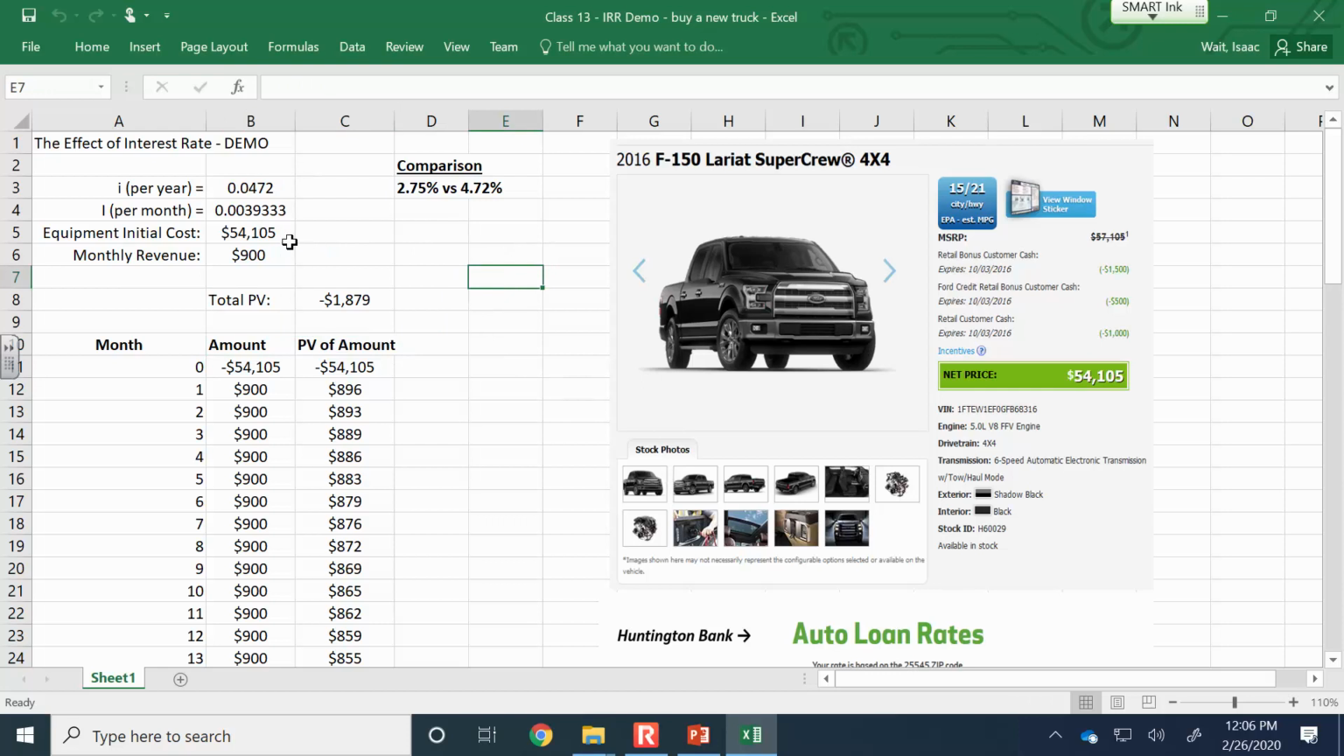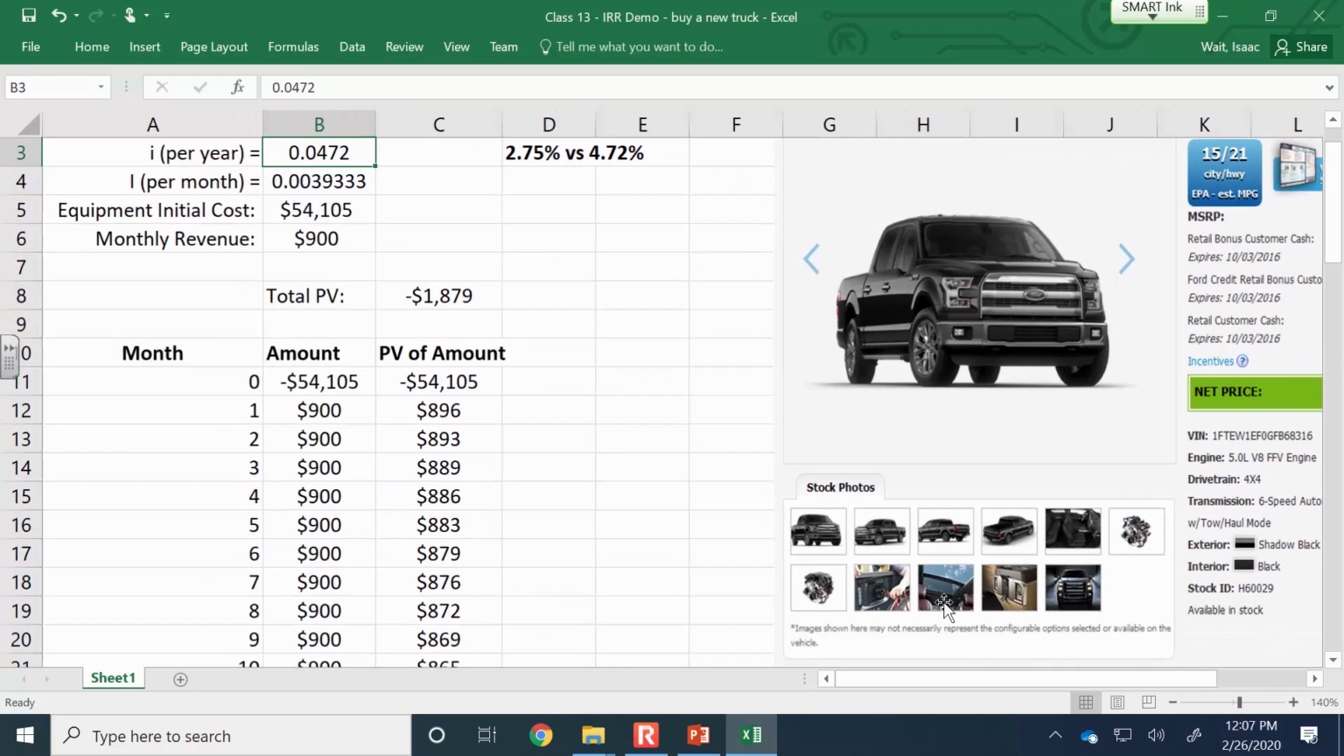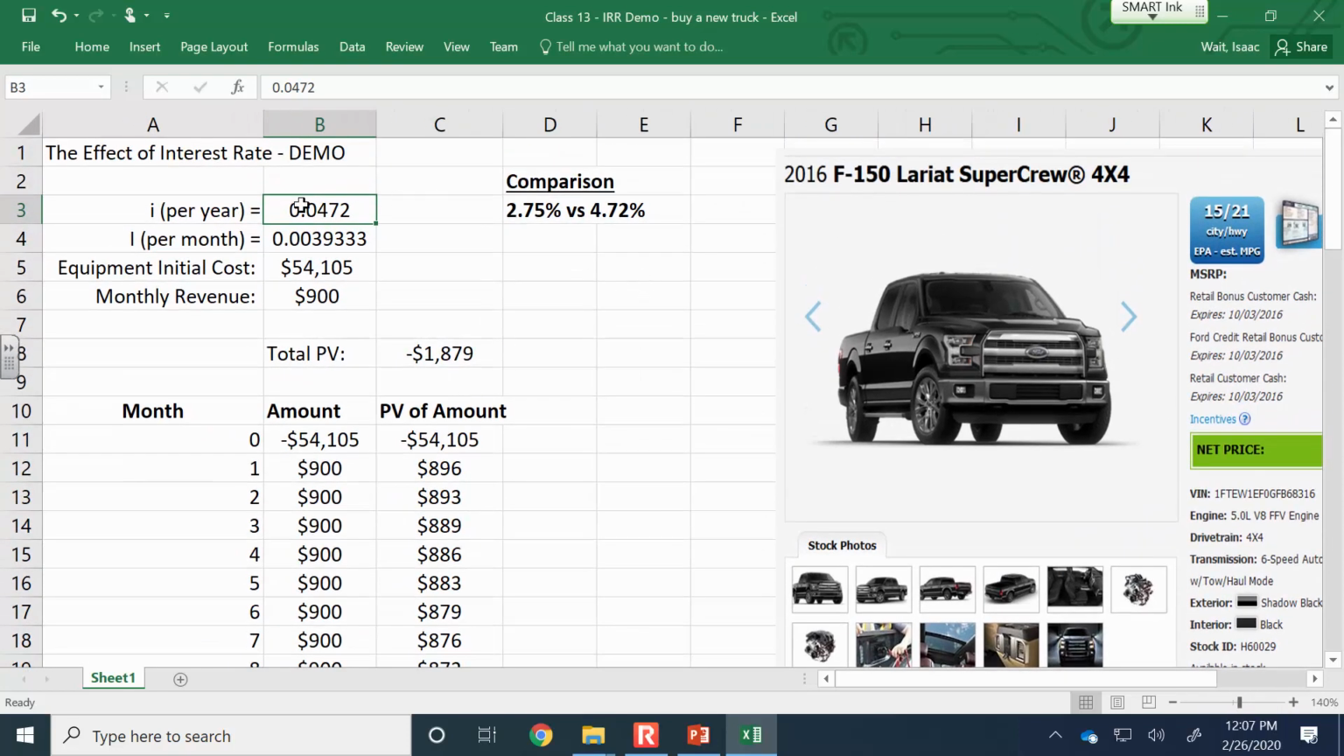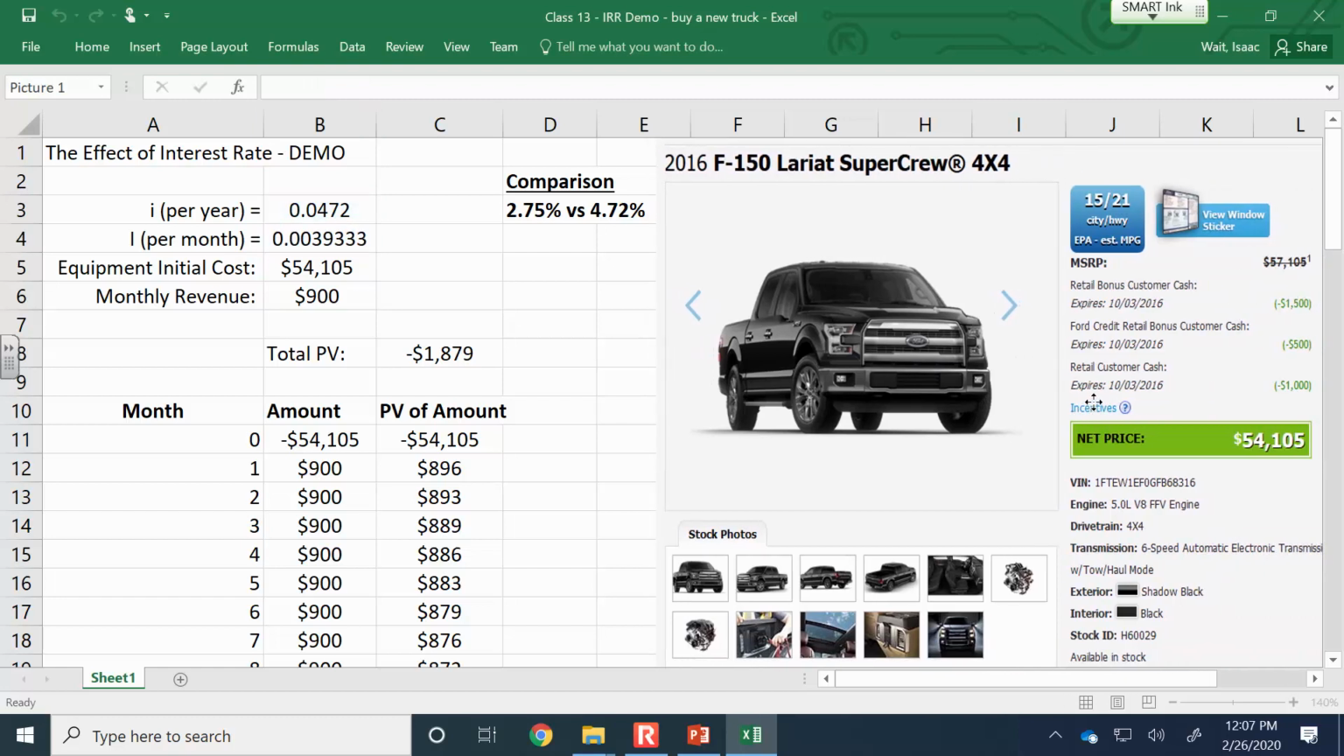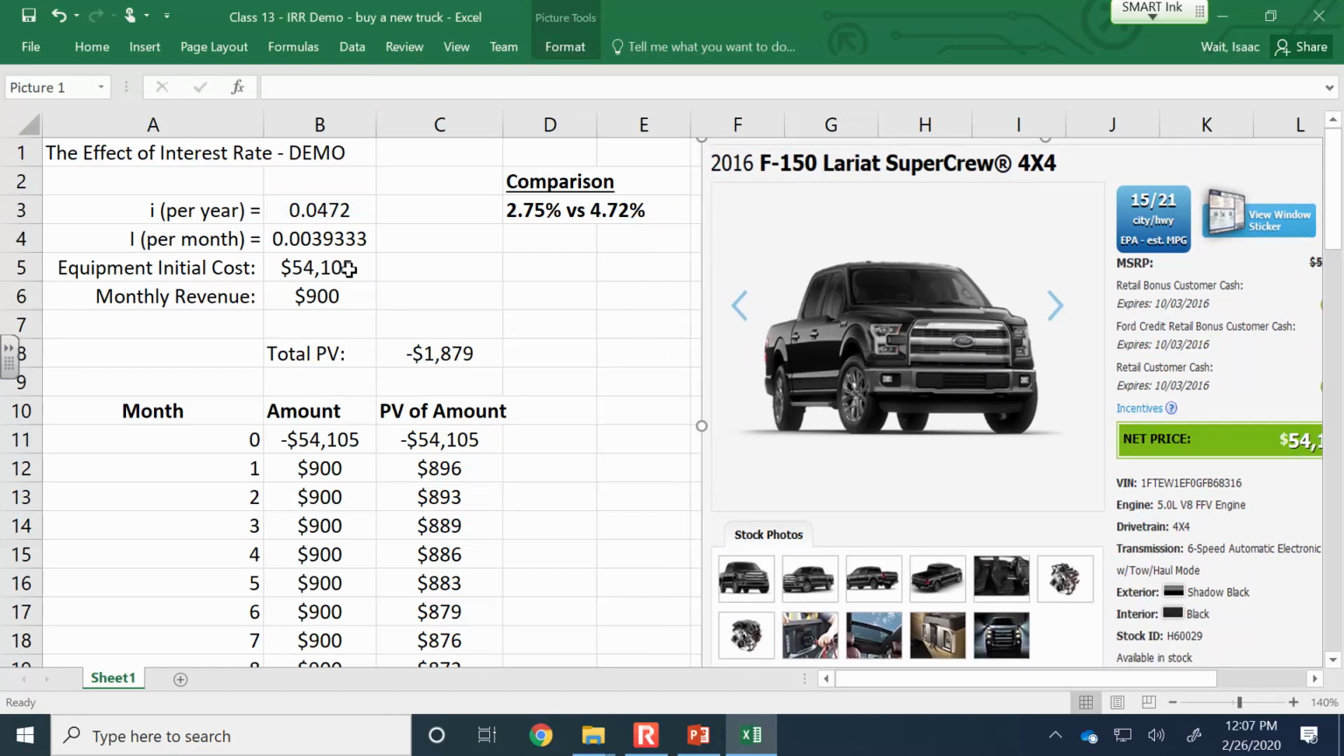Let's say that we have that high interest rate, and it was a comparison of 4.72% versus 2.75%. And so this is an annual percentage rate, and so I have to find the interest rate per period by dividing that annual rate by 12. And then I know what the initial cost of the truck is, $54,105. So here's the initial cost of the truck, and what I know is that if I put this truck into service, I'm getting some extra revenue.